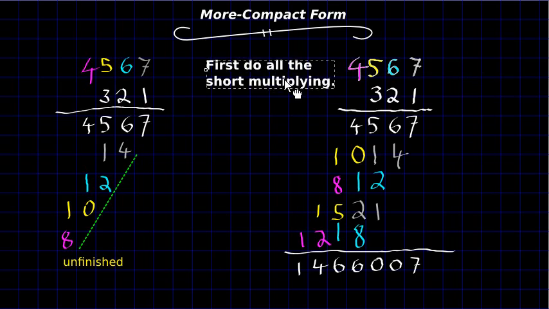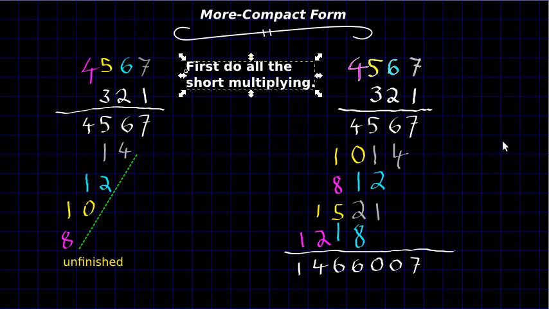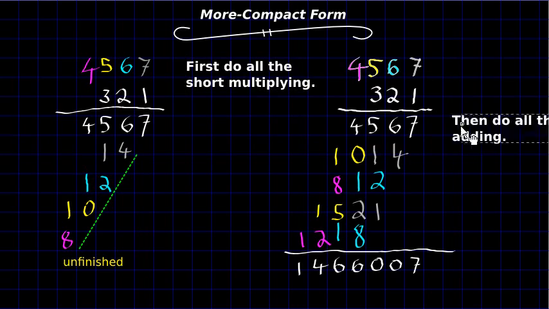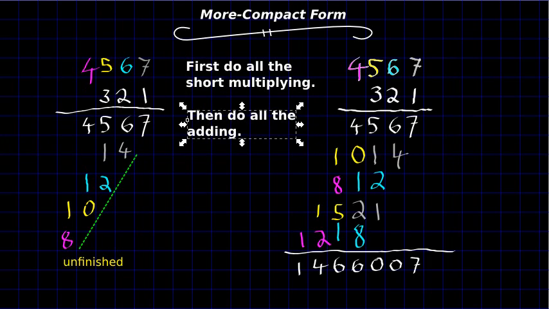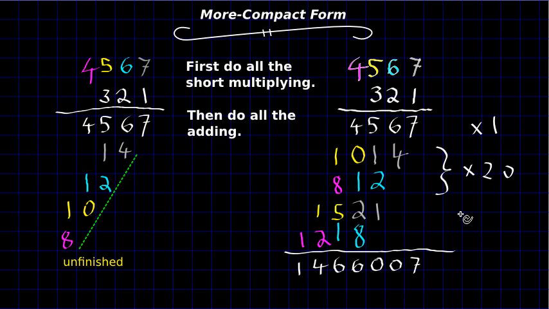First of all, note that we did all of the short multiplying first, multiply, multiply, multiply, and then we did all of the adding. And that's important, that's part of what makes this checkable, because you know exactly where each of these guys came from. This is the by ones row here. This group here is the by 20s, and this group here is the by 300 group. And within each group, you know exactly where everybody came from.